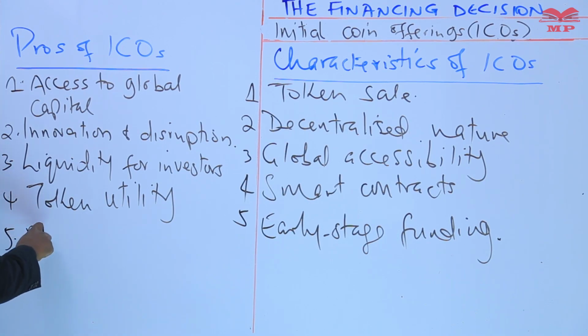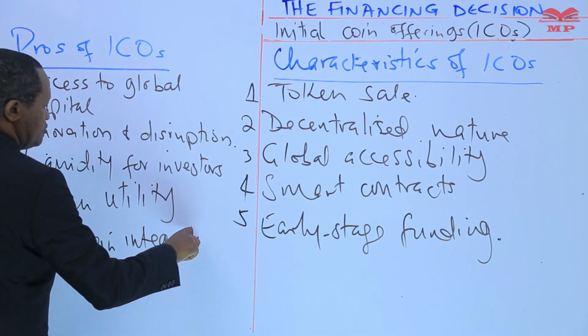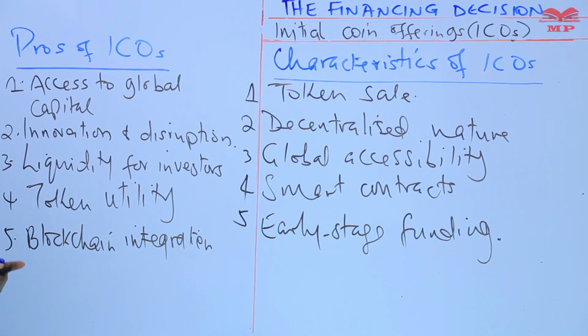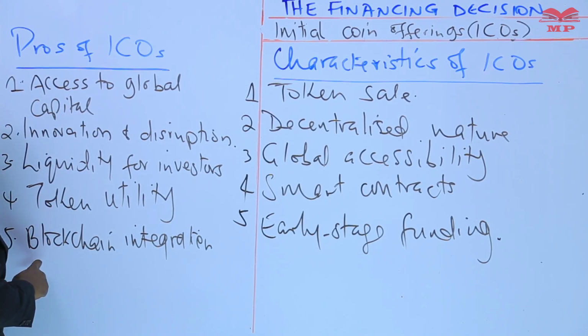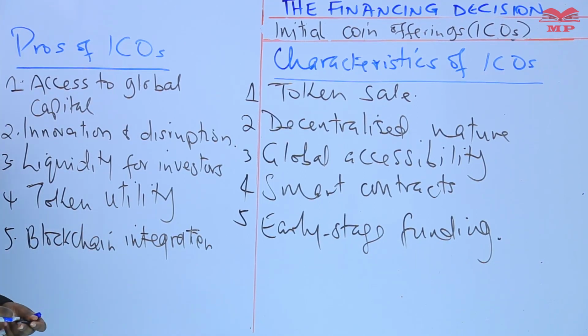5, blockchain integration. ICOs also leverage blockchain technology, introducing transparency, security and efficiency to the fundraising process through the use of distributed ledger technology. There is the blockchain integration.